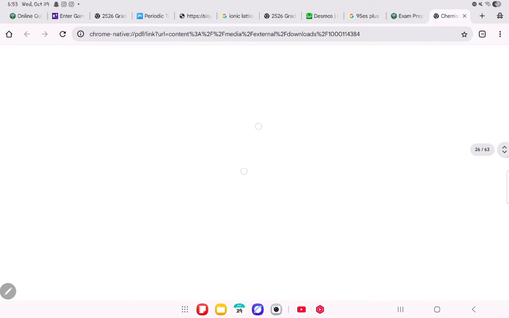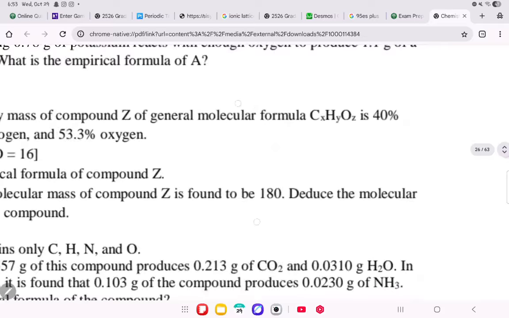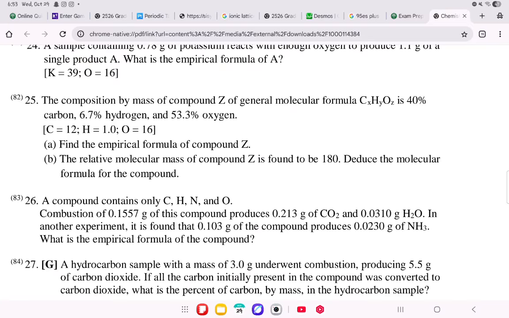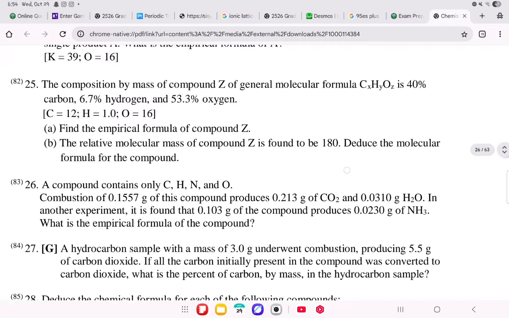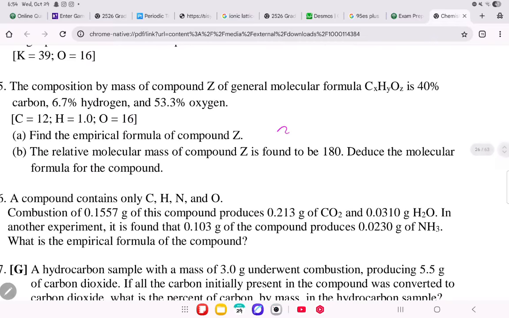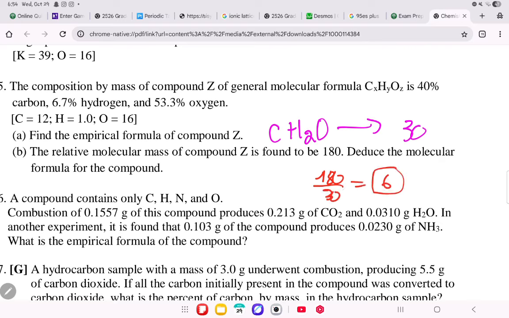The relative molecular mass of compound Z is found to be 180. Deduce the molecular formula. So we know that it is CH2O, meaning the empirical mass is going to be 12 plus 2 plus 16, which is 30. So if the molecular mass is 180, it's going to be 180 divided by 30, which will give us a ratio of 6. So this ratio 6, we're going to multiply it by the empirical formula. So it's going to be C6H12O6, which is what? Which is glucose. And that is it for question number 25.